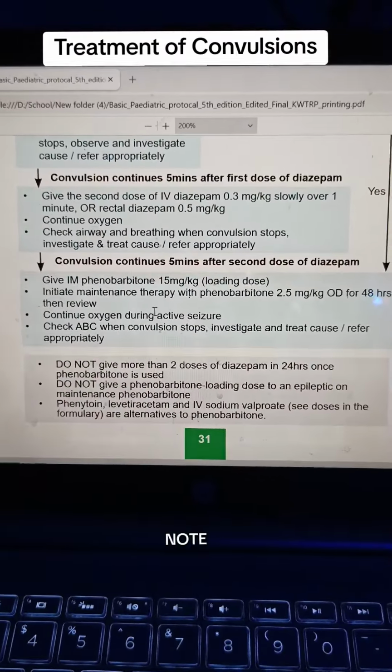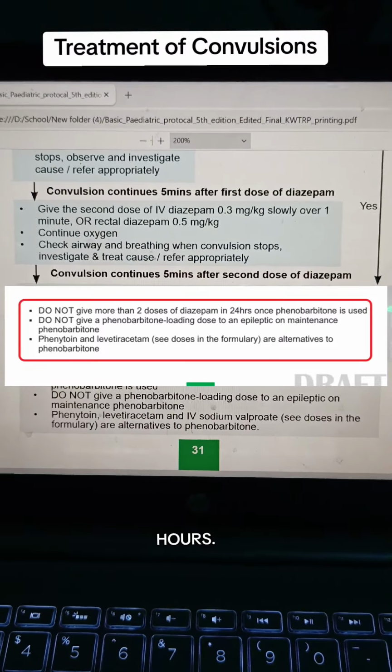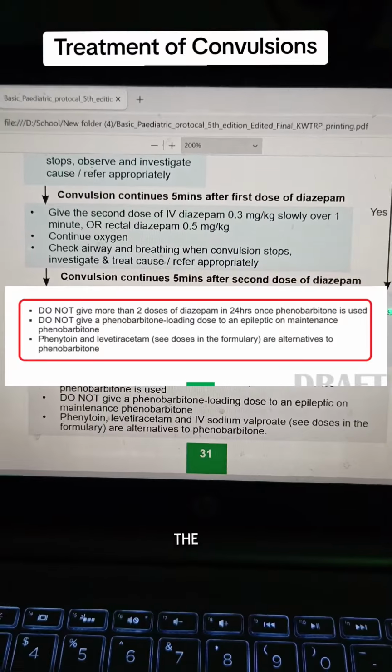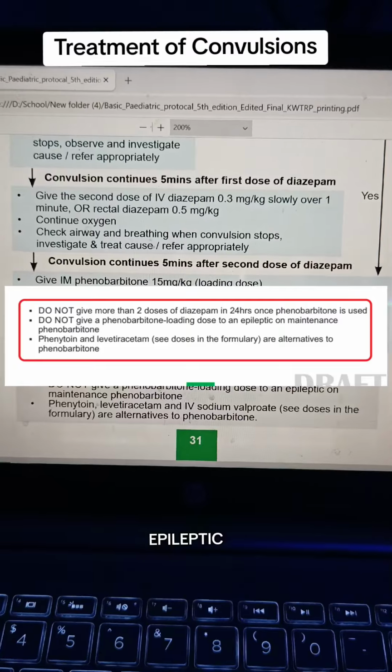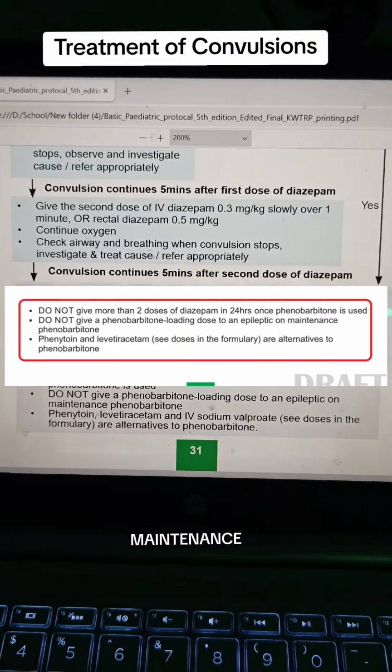Then just a side note, do not give more than 2 doses of diazepam in 24 hours once phenobarbitone is used. Also, if the child is non-epileptic, do not give the loading dose of phenobarbitone. Just do the maintenance.